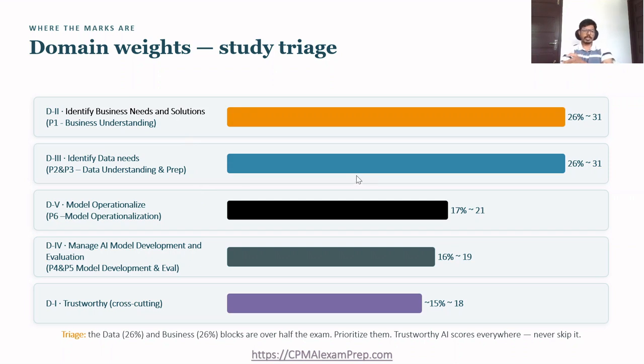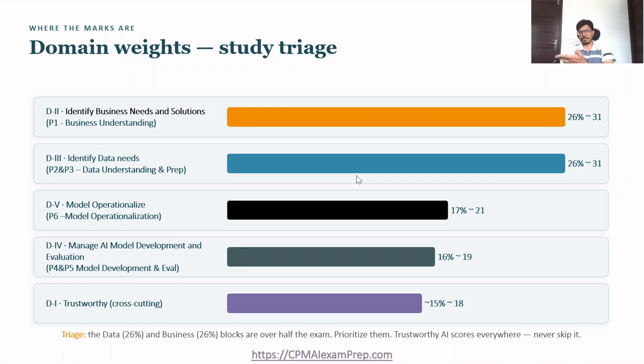So the exam content outline has 5 domains and the course material provided by CPMAI has 6 phases. The domains are identify business needs and solutions, data readiness, model creation, evaluation, and operationalization. And there is a common domain which cuts across all the remaining domains. That's trustworthy AI. And the phases are business understanding, data understanding, data preparation, model development, evaluation, and operationalization.